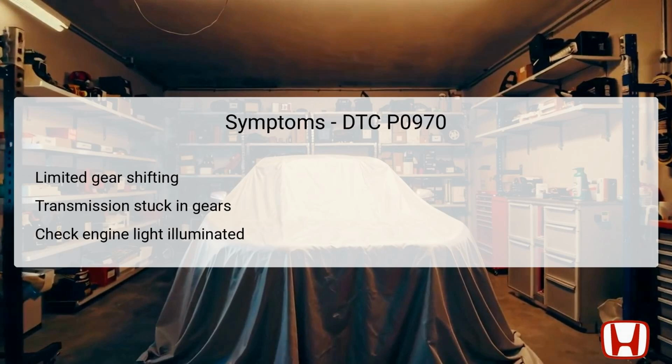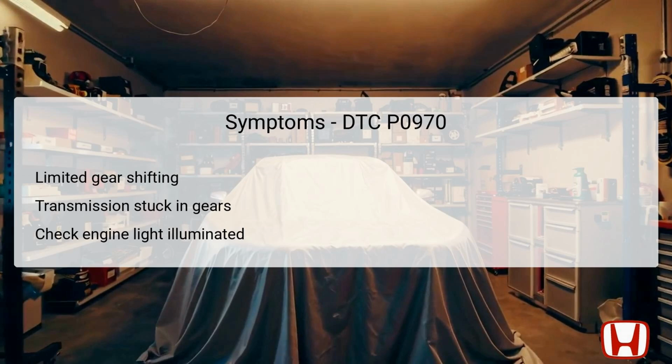The symptoms associated with DTC P0970 are often apparent to drivers experiencing transmission difficulties. The most notable symptom is the limitation on gear shifting, where the vehicle may only engage in first, second, or fifth gear. This limitation is a direct result of the fail-safe function triggered by the PCM to prevent further transmission damage. Drivers might also notice that the transmission struggles to shift gears smoothly, leading to a rough driving experience.